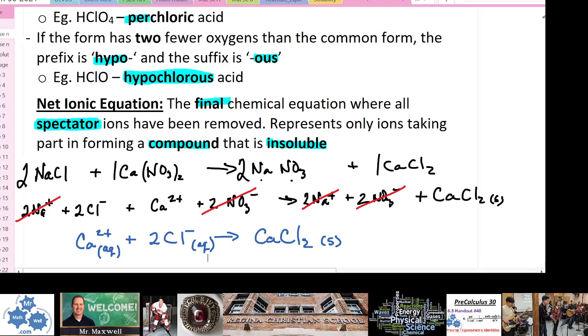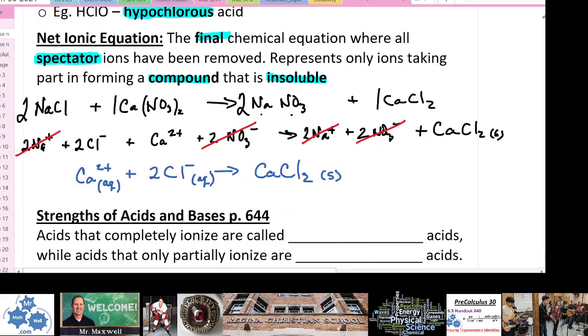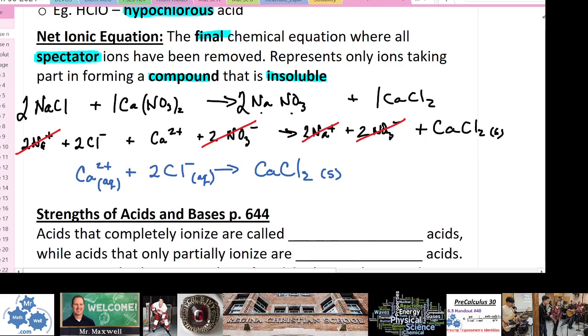And that's going to hold true for your acids and bases here too when we write equations. Acids are going to fully dissolve, bases are going to fully dissolve or dissociate, and you're going to have a lot of spectator ions floating around in solution. So just keep that in mind as well.